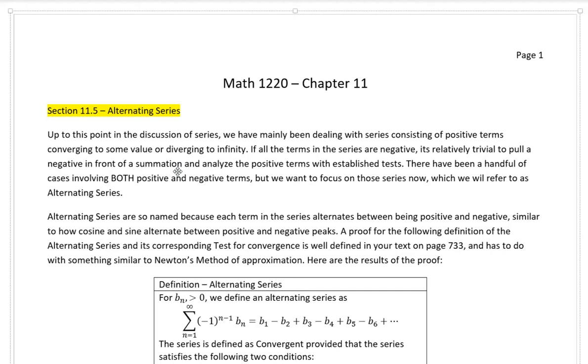A lot of the previous tests, for example, P-series and integral test, always needed to make sure that all terms were positive in order for the solutions to be true. However, for alternating series, it's a little bit different.